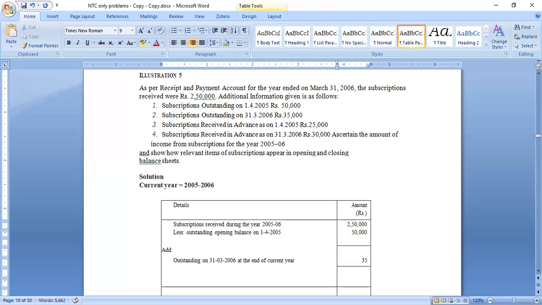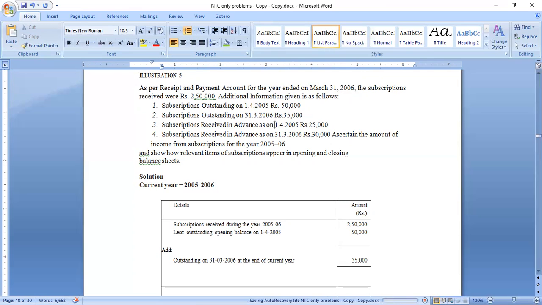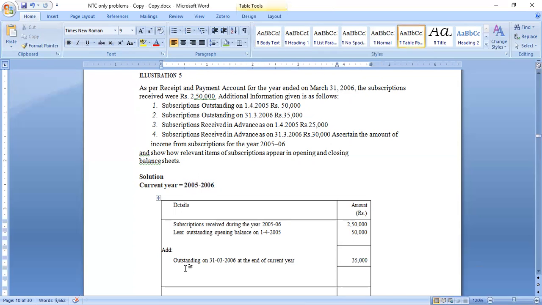So 35,000. Subscription received in advance in the beginning. In the sense, it belongs to 2005-6, because they received it in the beginning, which belongs to the current year. So that is why it is an addition. We have to add this to the subscriptions.